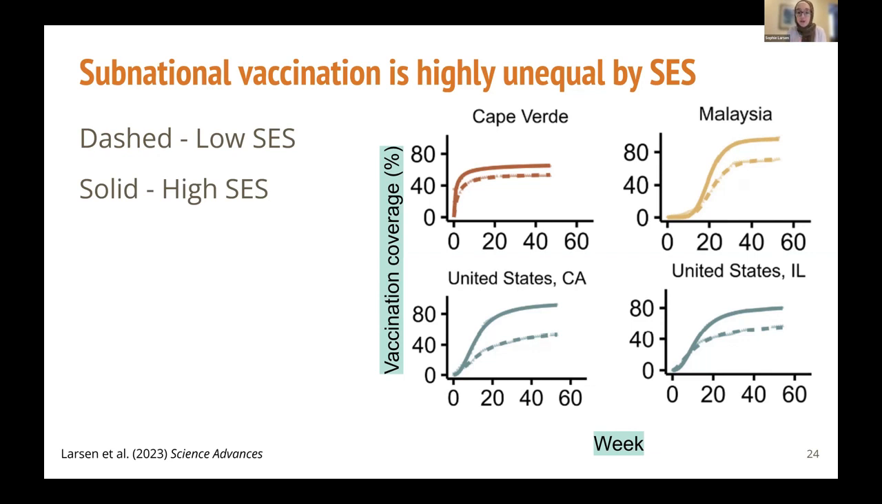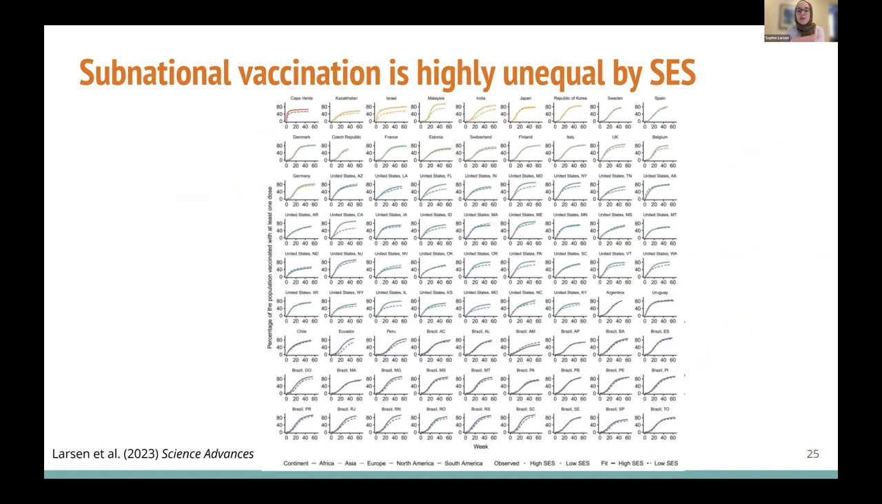And in fact, California, in the bottom left, is the worst one we saw. Out of all the countries or states that we looked at, they have greater than a 40% coverage disparity between the highest and lowest SES groups in California by the end of vaccination. And when we looked at all the states and all the countries, what we saw is that in a little over 80% of the places that we looked, we saw subnational vaccine disparity in favor of high SES groups.